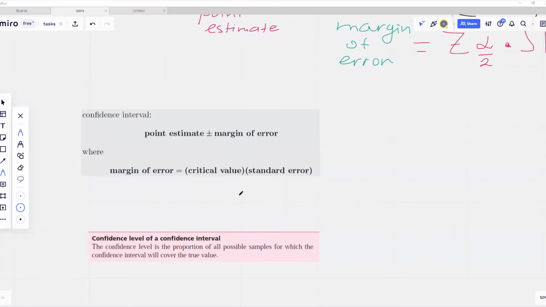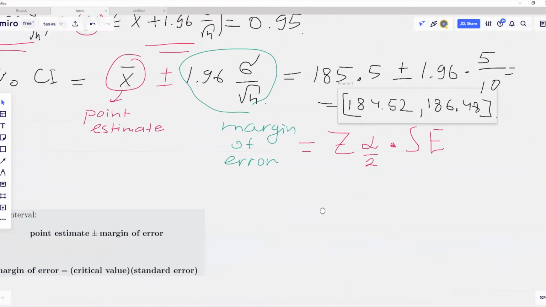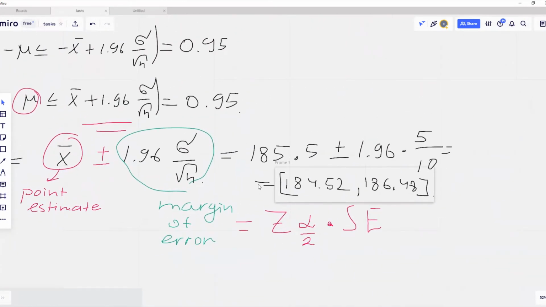All right, once again, confidence interval is then calculated as point estimate plus minus margin of error, where margin of error is equal to critical value multiplied by standard error. I will explain in a second what we mean by critical value. Now let's in fact calculate the values for boundaries of our confidence interval.